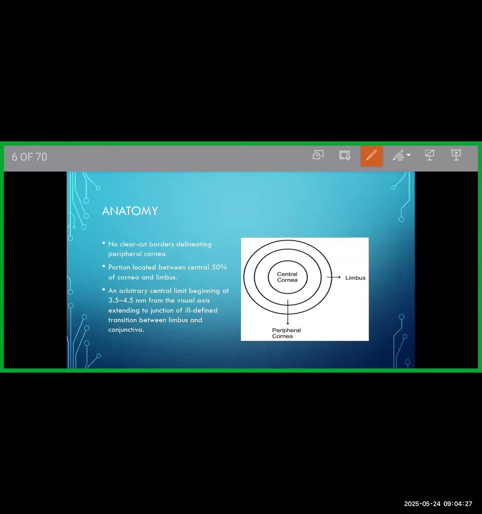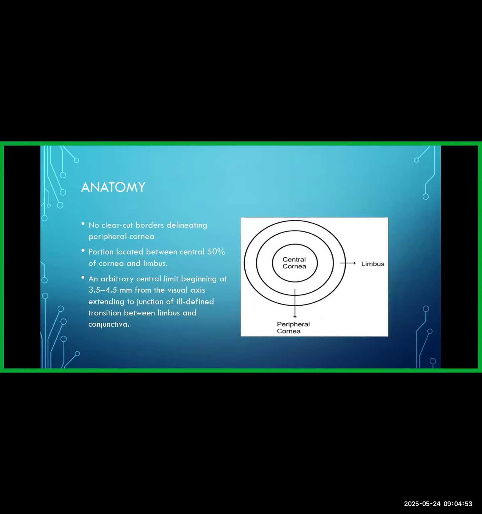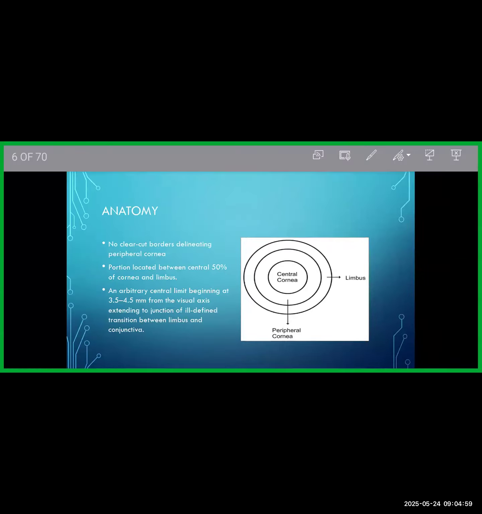So the anatomy. Now, what constitutes the peripheral cornea? Since we said it's the ulceration of the peripheral cornea, we need to define what constitutes the peripheral cornea. Now, there are no clear-cut borders delineating the peripheral cornea. However, it is said that the portion located between the central 50% of the cornea from the image here, this region constitutes the central 50% of the cornea. The portion between that central 50% and the limbus is what is considered to be the peripheral cornea.